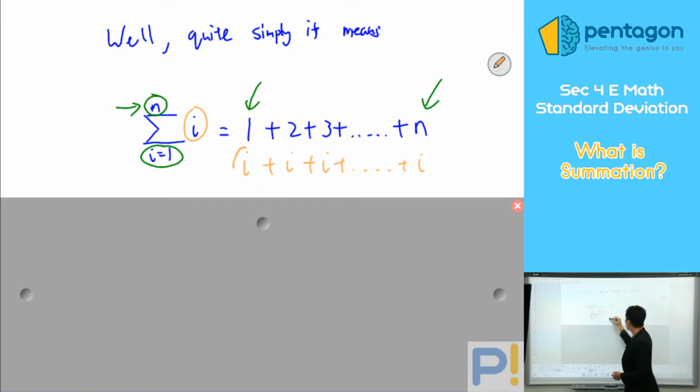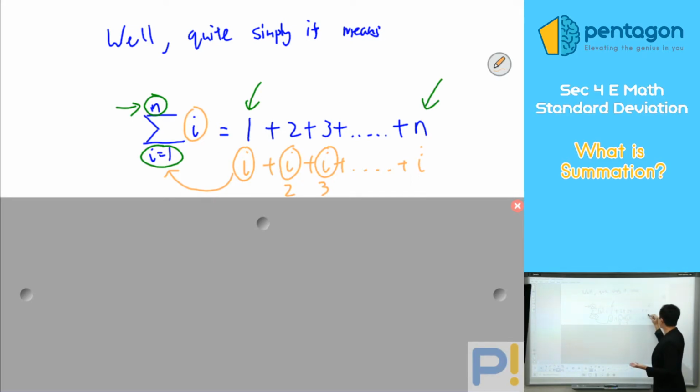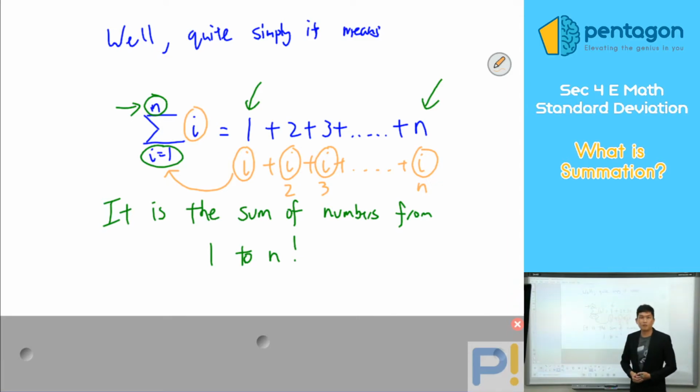Now, the first i is going to be here, our instruction at the bottom of the summation sign, saying that, hey, we're going to start with i equals 1. And the next one is going to increment by 1. It's going to be 2. The next i then will be 3, and so on and so forth until we reach the last i, and that's n. So summation of i is very simply summing up all the different values of i, because i is a variable that changes. So very simply, it is just the sum of 1 to n in this example over here.